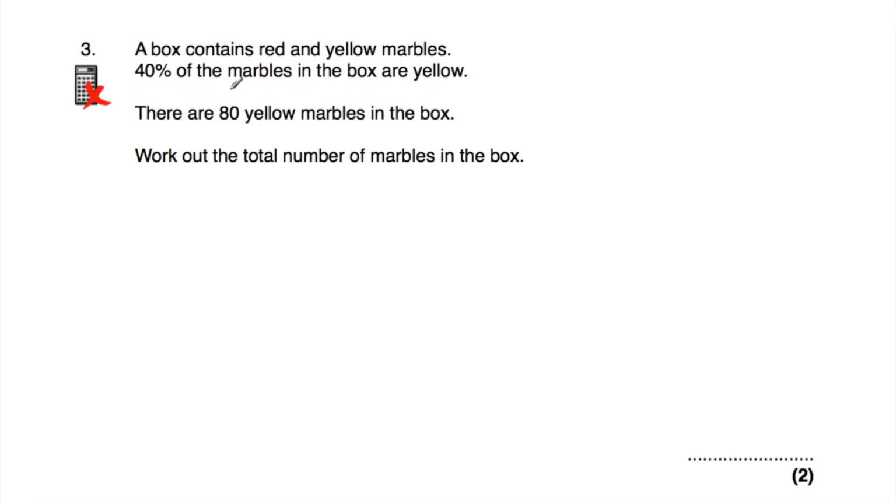So we know that 40% of the marbles are yellow, and there's 80 yellow marbles. So that means that if we took the number of marbles to begin with and we multiplied it by 0.4, because if you multiply something by 0.4, you find 40%, you're going to get 80. That's how many yellow marbles there are. So it means if we work backwards, if we take our 80 and we divide by the multiplier, we divide by 0.4.